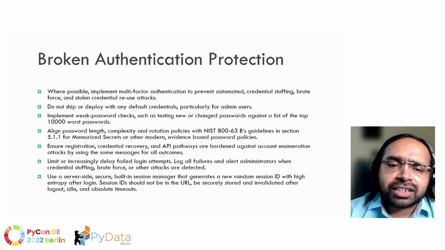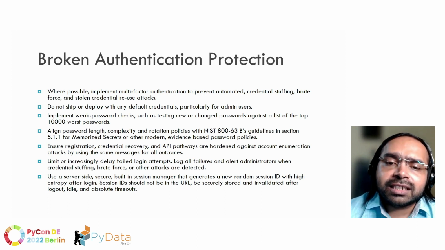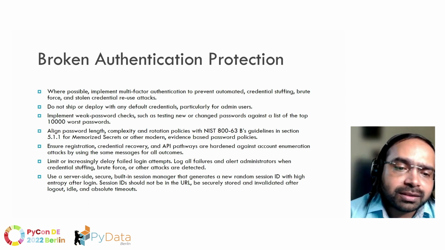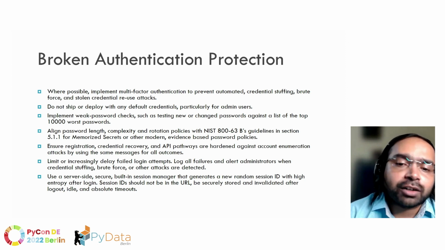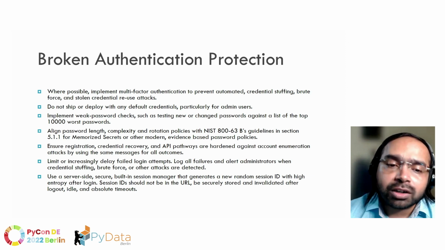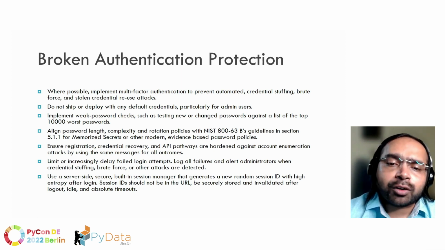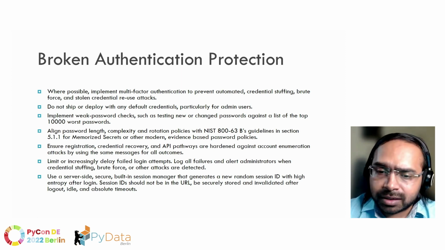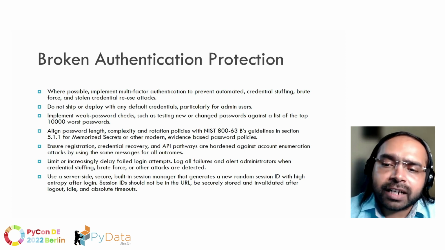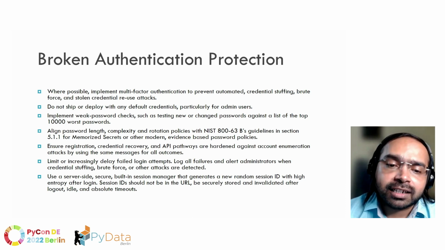Then ensure registration, credential recovery, and API pathways are hardened against account enumeration attacks by using the same messages for all outcomes. Then limit or increasingly delay failed login attempts. This is very, very important because attackers may use bots, right? So you can say that after 3 attempts, the admin page will be blocked for half an hour or 1 hour. Then you have to log all the failures and alert administrators whenever credential stuffing, brute force, or other attacks are detected.